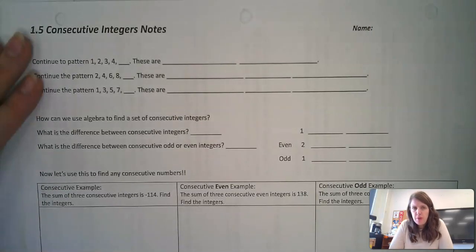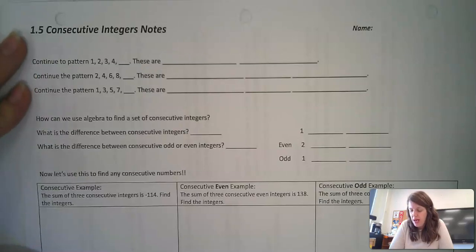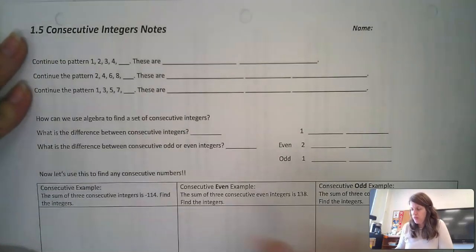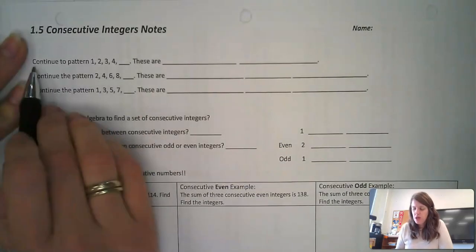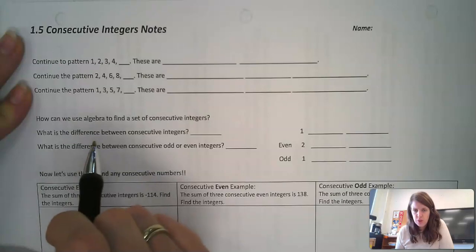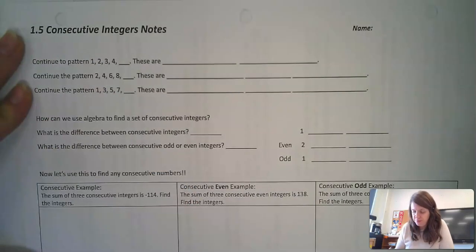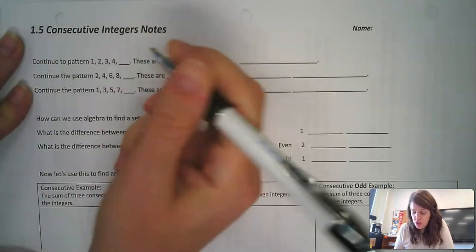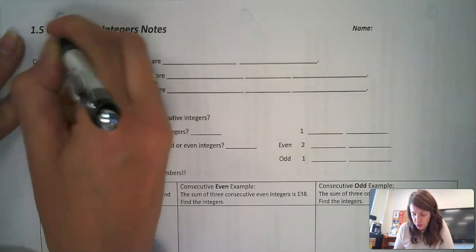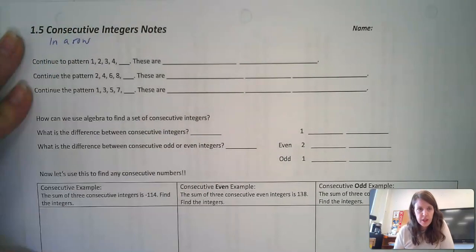All right, so these types of problems are called consecutive integers. We're going to look at some problems, and on the back here, you guys have a bunch of examples of some word problems that look like these. Before we start talking about it, we need to understand what the word consecutive means. Consecutive just means that numbers are in a row, or in order.